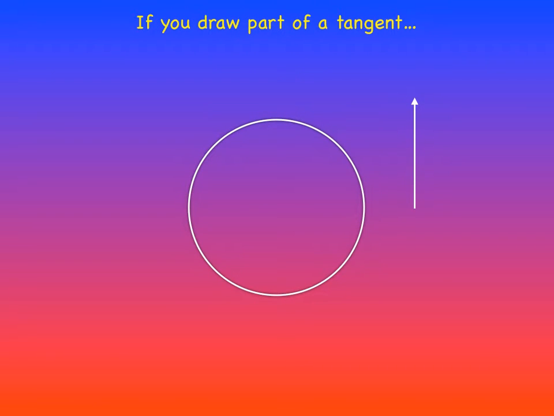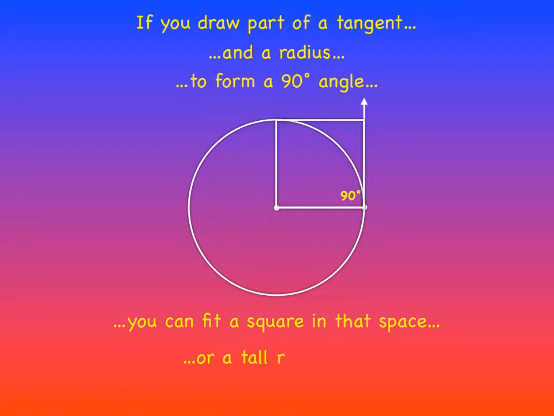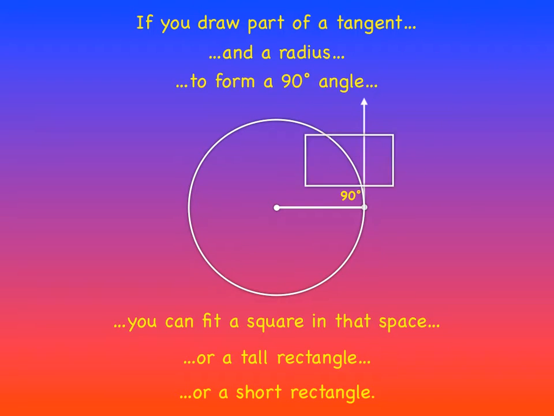If you draw part of a tangent and a radius to form a 90-degree angle, you can fit a square in that space, or a tall rectangle, or a short rectangle.